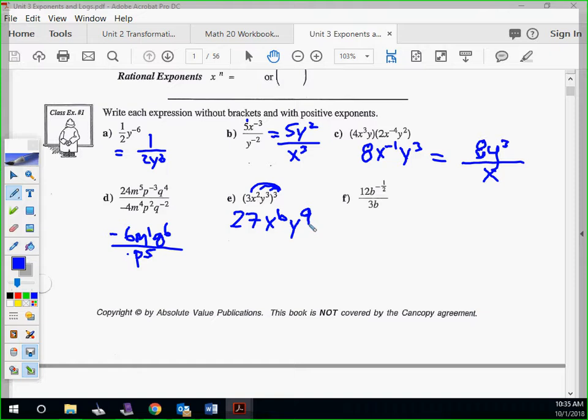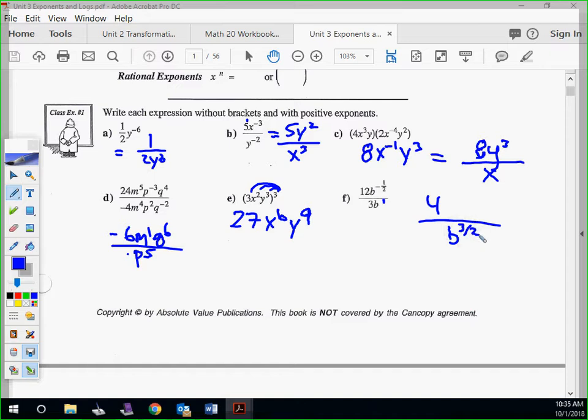All right, so the last one with this section, we just have examples on the next page, and then we're done with the first lesson. All right, F, let's just do the easy part first. 12 divided by 3, easy enough, is just a 4, and that's on top technically. We have a b^(-1/2) over b^1. So it's negative 1/2 minus 1. Okay, negative 1/2 minus 1, so it's negative 3/2, which means I have b^(3/2) down here.